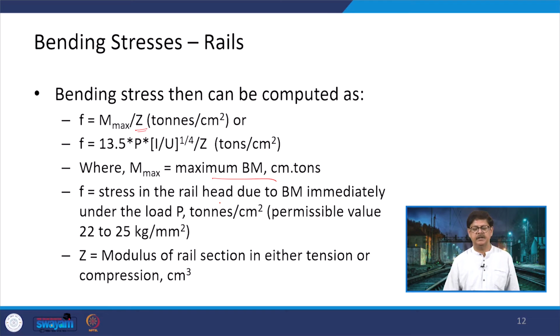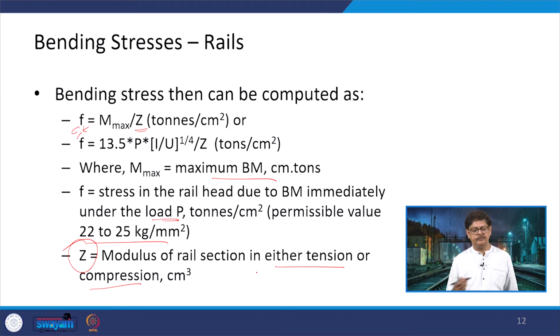F is the stress in the rail head which is caused due to the bending moment immediately under the load P, and the permissible value of this stress is 22 to 25 kg per mm square. And the Z value is the modulus of the rail section, and this modulus of the rail section has to be taken either in tension or compression, depending on which particular side we are calculating the value of F. So, this F will again be either in compression or in tension. So, this value will be defined accordingly.